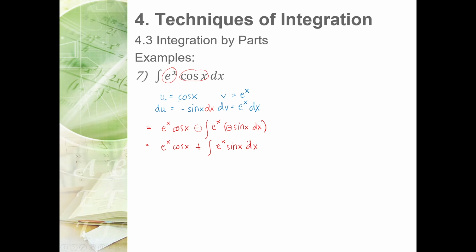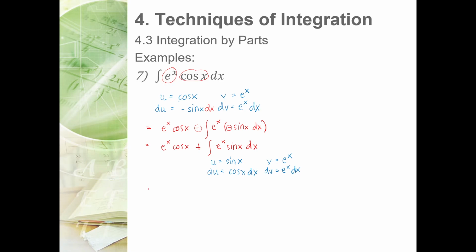Looking at the remaining integral, it's not yet a simple version, right? It's still a product of two different functions, so we have to use integration by parts again. Let u be equal to sine x only. Then du is now cosine x dx. Then my dv is still e to the power of x dx, and integrating it would give me e to the power of x.